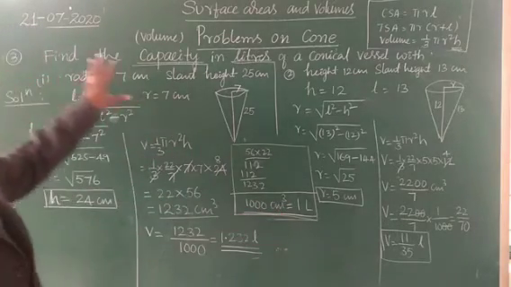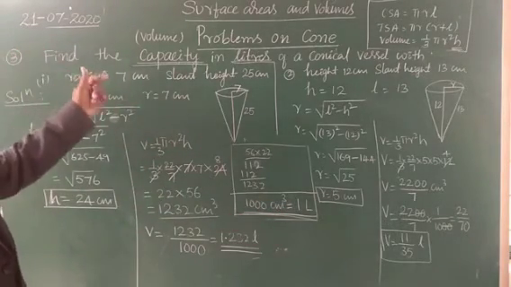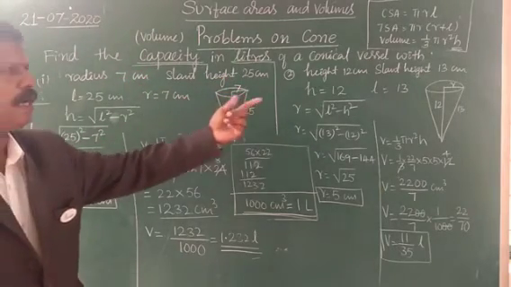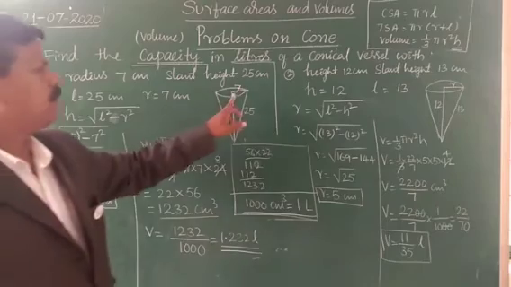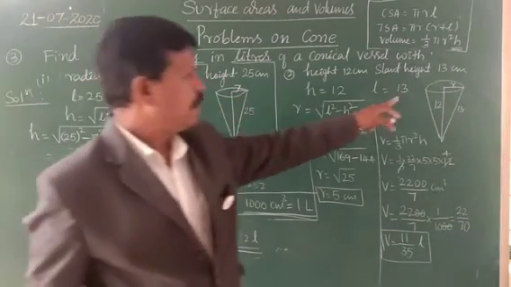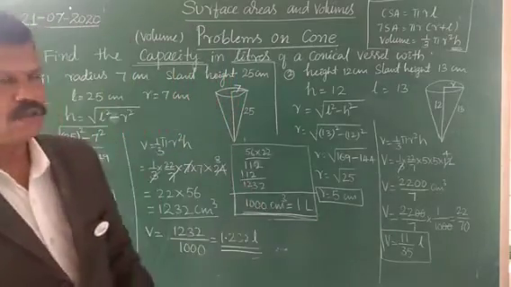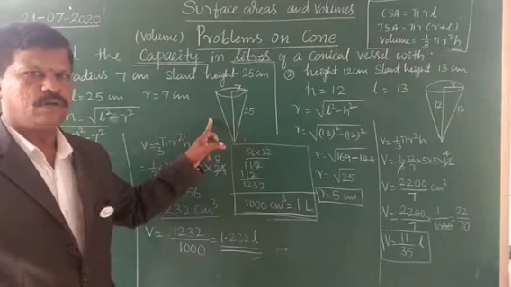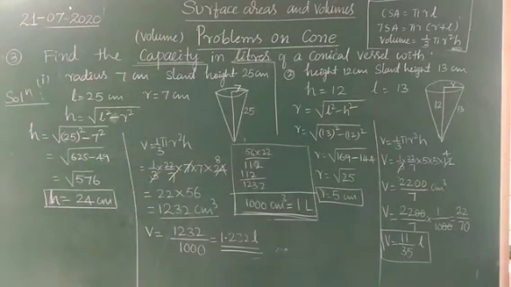Clear? See in the third problem, we have two sub questions. One is conical vessel, another one is different. In this conical vessel, the radius of the circular base is 7 centimeter, whereas in this 5 centimeter. So this is smaller than this one. Understood? So this is the volume of a cone, right?